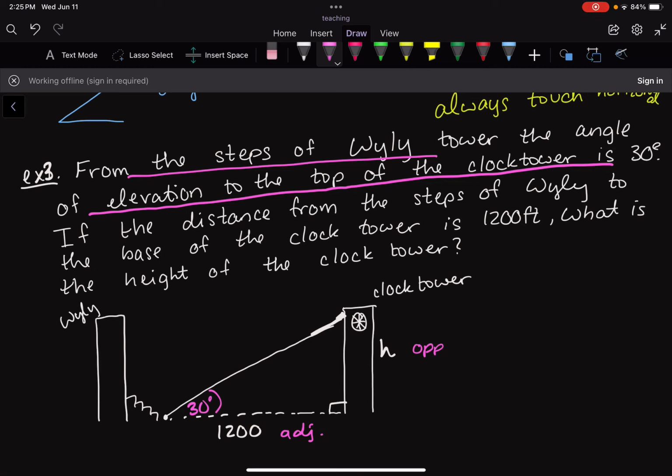So now I want to think, do we know a trig function that includes the opposite side and the adjacent side only? And so answer that, I guess, to yourself. But it would be tangent. So if I do tangent of 30 degrees, remember tangent is opposite over adjacent, so it'll be h over 1,200.